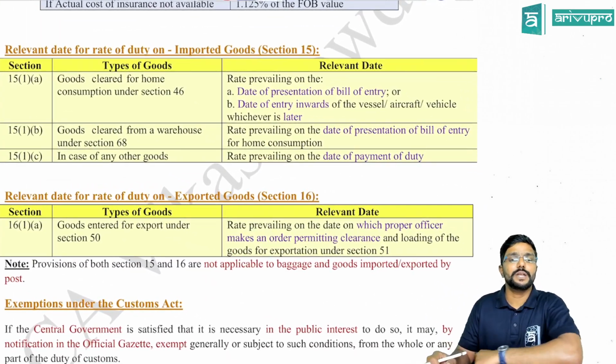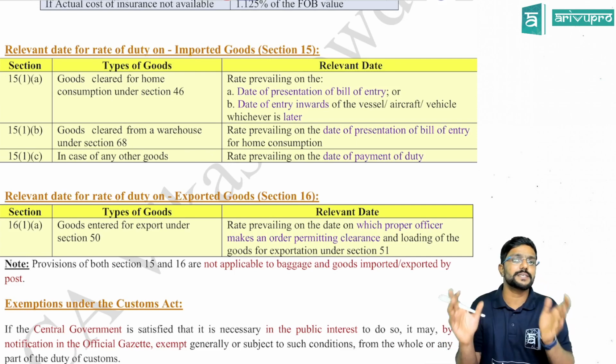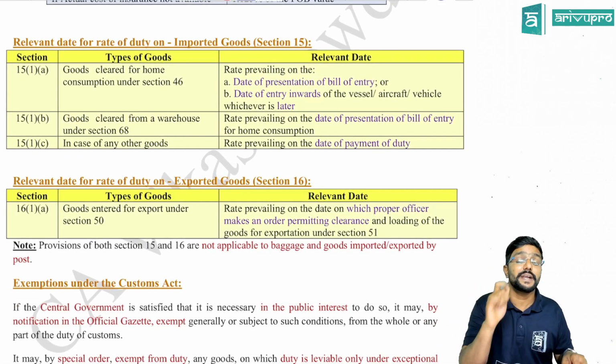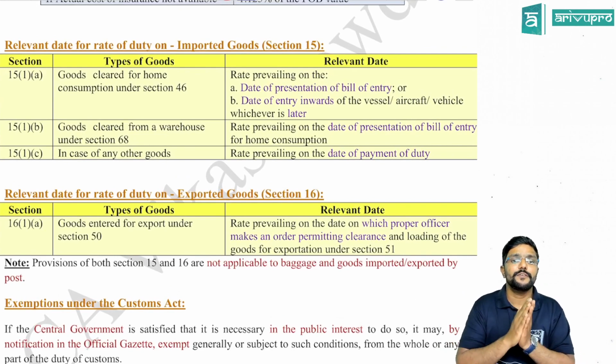Then coming to the relevant date for the purpose of rate of duty. Rate of exchange we have discussed. If by chance there is any change in the import duty in the respective dates, then on what rate should we take? On what date? As this is for imported goods, section 15 applies. Section 15(1)(a): where the goods are cleared for home consumption.